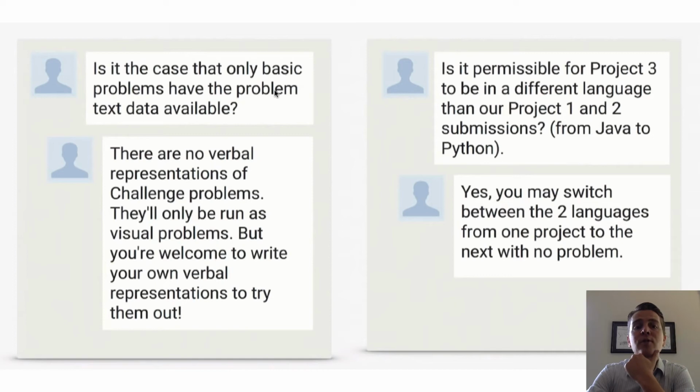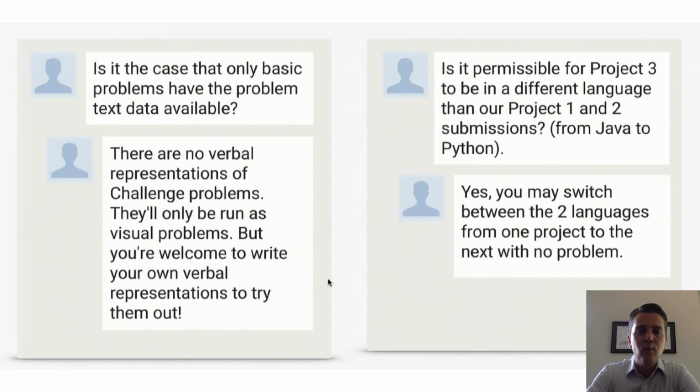A student poses a question. So on the left, is it the case that only basic problems have the problem text data available? And on the right, another student posts, is it permissible for Project 3 to be in a different language than Project 1 and 2 submissions? These are from computer science courses. So two different questions from two different students, two answers from teaching assistants.